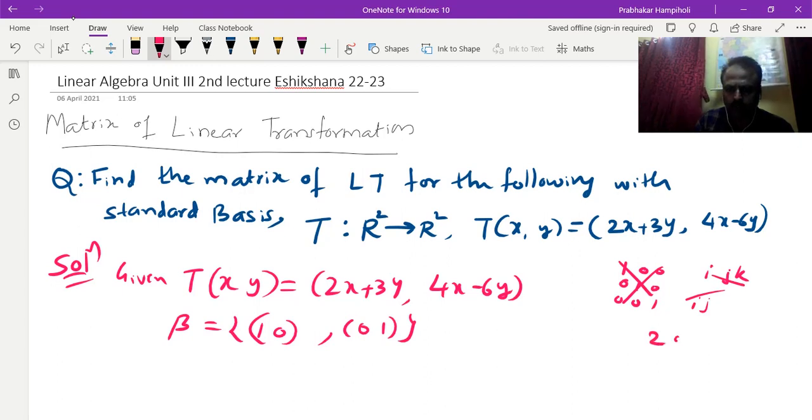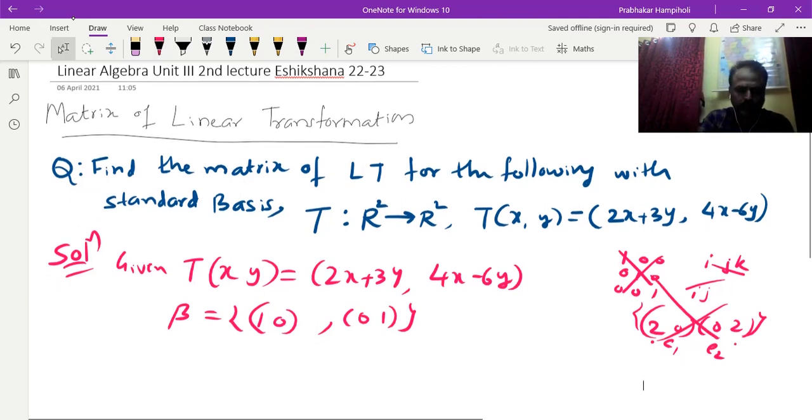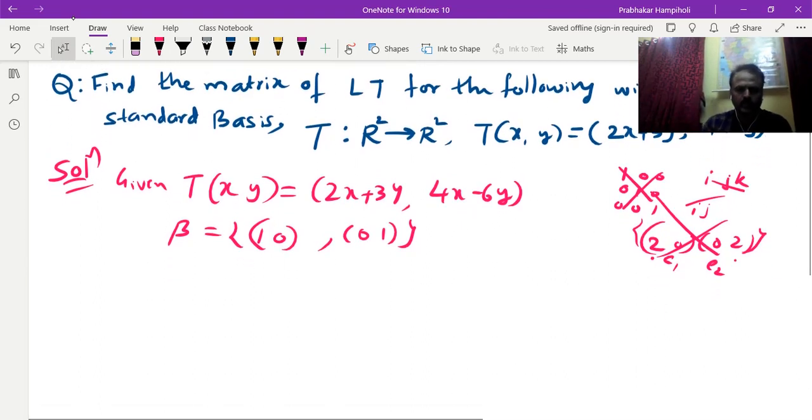Even 2, 0 and 0, 2 also can act as a basis, but they are not standard because the length is not 1. Any two linearly independent vectors, with the number of vectors equal to the dimension of the vector space, can always be a basis, but the standard one is 1, 0 and 0, 1. With this discussion, let us move on, without deviating much, to something very simple.